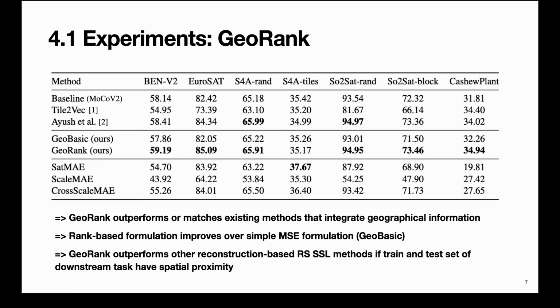Third, GeoRank also outperforms state-of-the-art reconstruction-based methods when the train test split of the downstream task is geographically related. When downstream splits are spatially disjoint, as we see it for the dataset S4A tiles, this advantage disappears. Nonetheless, this observation is expected, since geographical regularization is only informative when spatial proximity carries semantic meaning.